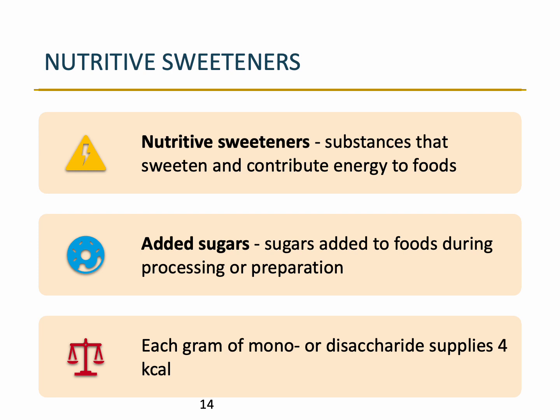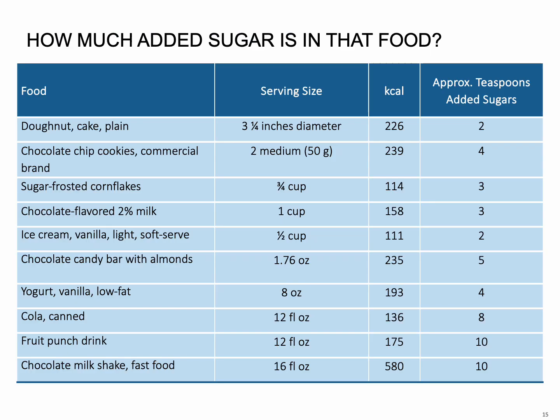So everything we looked at in the past slide falls into this category of nutritive sweeteners, meaning they contain calories, all the same, 4 calories per gram, as opposed to non-nutritive sweeteners like aspartame or Splenda, for instance. These are sweet, but they don't contain calories. We consume a lot of sweeteners in the American diet.